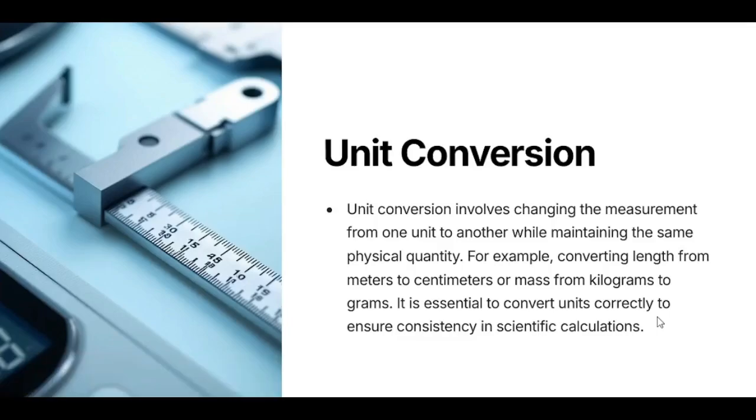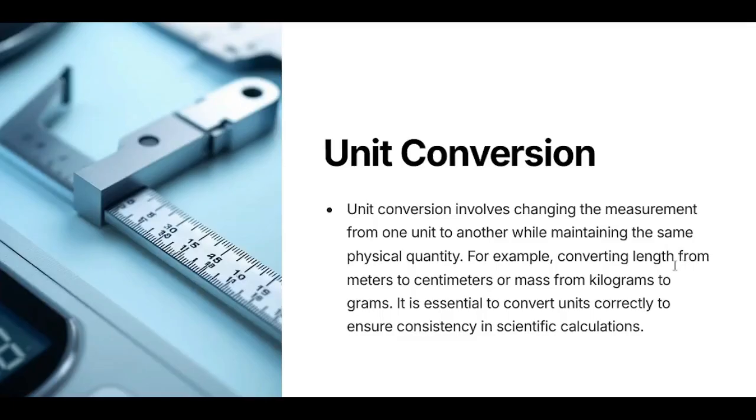Let's move on to the next slide. Unit conversion. Unit conversion is how we move from one unit to other units. As I was saying in the previous slide, we have CGS units and SI units. When we move from SI to CGS units, or from SI unit to any other unit at all, that is called unit conversion. It is the changing of measurement from one unit to another while maintaining the same physical quantity.